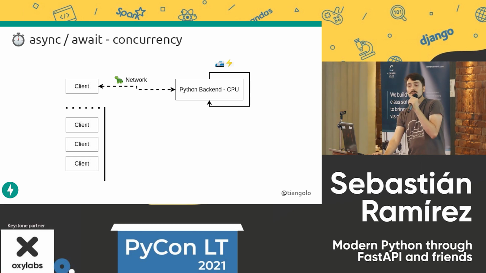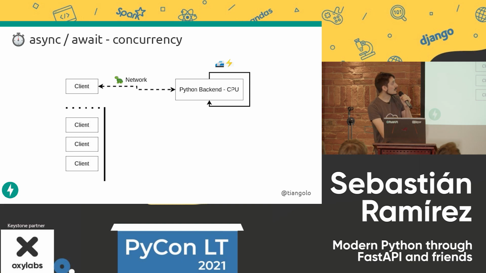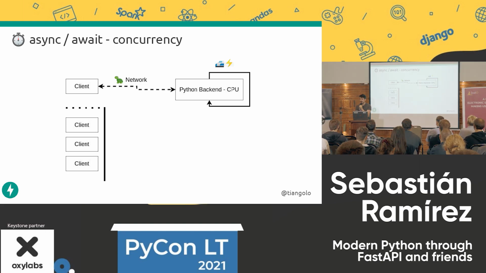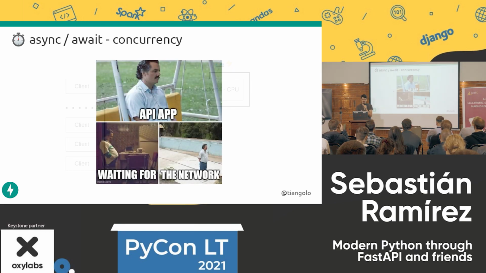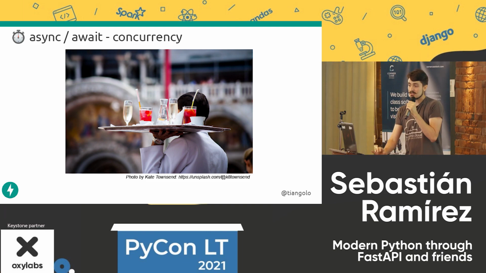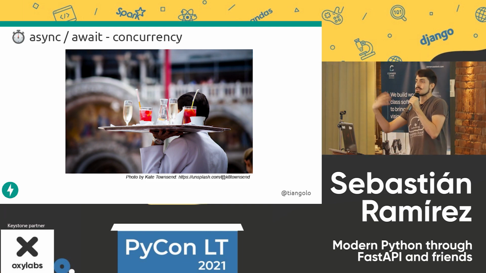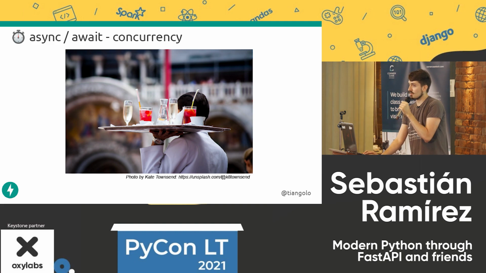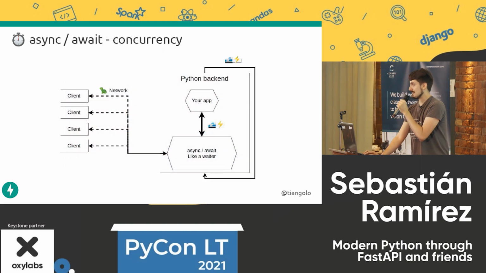We are waiting for the network, which is slow, and then each one of these clients has to wait for that slow network before they can even start sending information or requesting data. And then our API application is just waiting there for the network for a long time, not using the CPU. So here's the idea. What if we had something like a waiter that can go to each one of the clients and then ask each one of them what they want, and then just send the information back concurrently. So this is what we get with async and await.